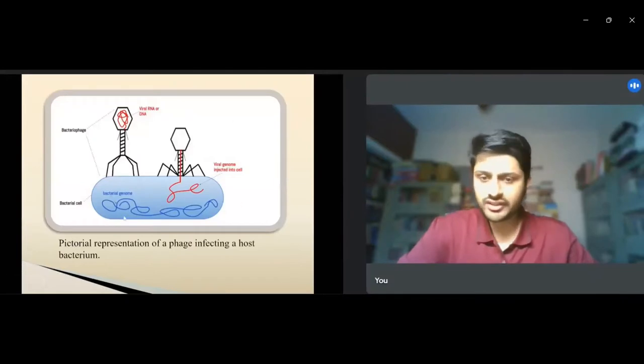As you can see here, this is a brief pictorial representation of how a bacteriophage infects the bacterium. The genome of the bacteriophage integrates into the bacterial cell, and thereon, after that, it causes host cell lysis, and then it generates a release of phage particles upon integration.